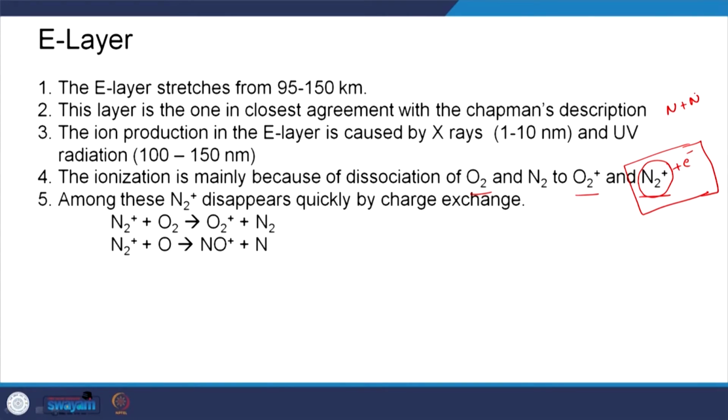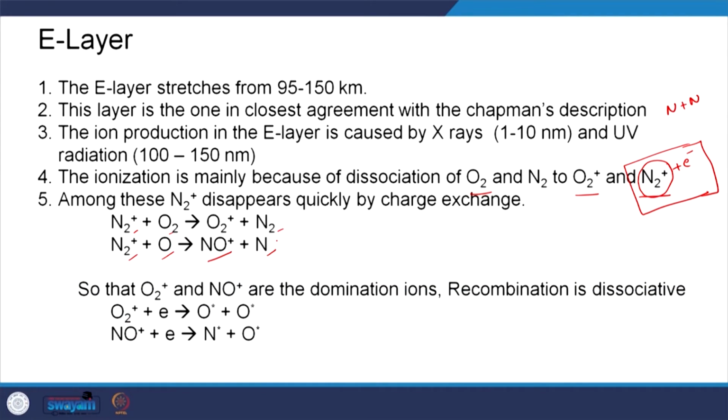Among these, N2 plus, being a molecular ion, quickly disappears by charge exchange. So, N2 plus will not be available as it is. It will quickly disappear by charge exchange with neutral species such as O2 and O. In this reaction, charge is getting exchanged from nitrogen to oxygen, so this O2 now becomes O2 plus, and N2 will be a neutral molecule. N2 plus may also interact with a neutral oxygen atom, giving you NO plus and nitrogen, right. So, charge is getting exchanged and atom rearrangement is also happening here.